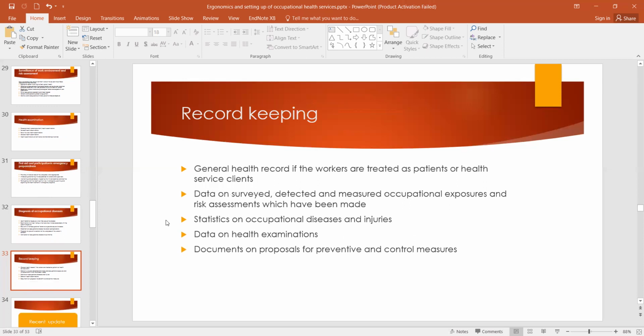Record keeping is also most important in basic occupational health services. This includes health records if the workers are treated as patients or health service clients, data on surveyed, detected and measured occupational exposures and risk assessments which have been made, statistics on occupational diseases and injuries, data on health examinations, and documents on proposals for preventive and control measures.